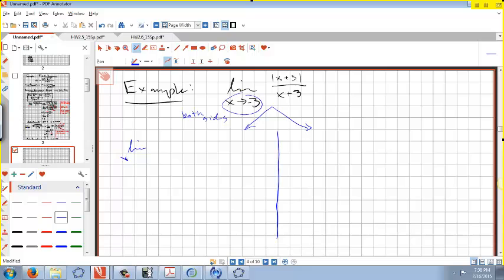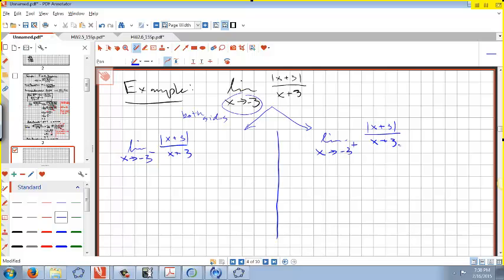Okay, so let's look at the limit as x goes to negative 3 from the left of the absolute value of x plus 3 divided by x plus 3. And then let's look at the limit as x goes to negative 3 from the right of absolute value x plus 3 over x plus 3.